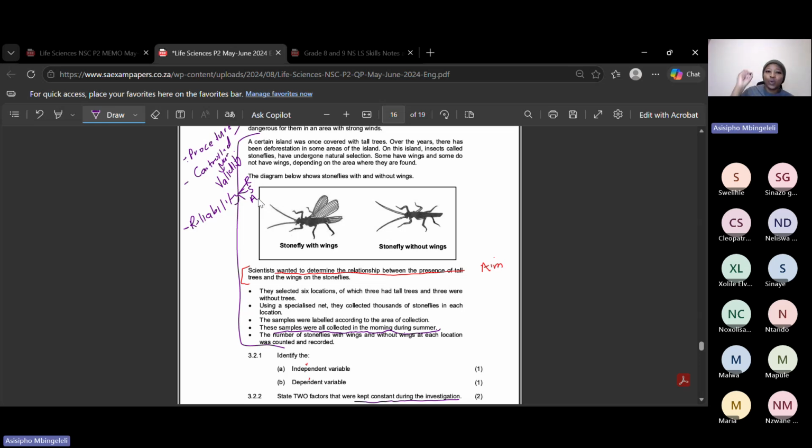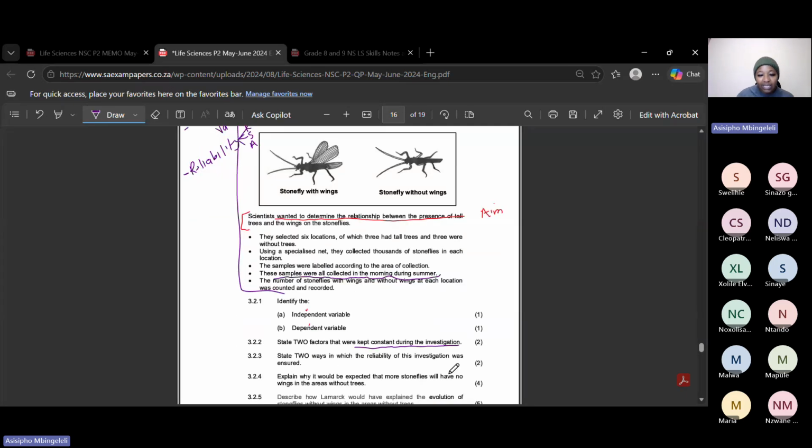R, you are looking at whether the investigation was repeated or not. And you mention something that is mentioned in the investigation. In the paper 1 investigation, they said it was repeated. I'm not going to go back to it now, but they said it was repeated. So when they ask about reliability, how did they phrase it here? Let's see. State 2 ways in which the reliability of this investigation was ensured.